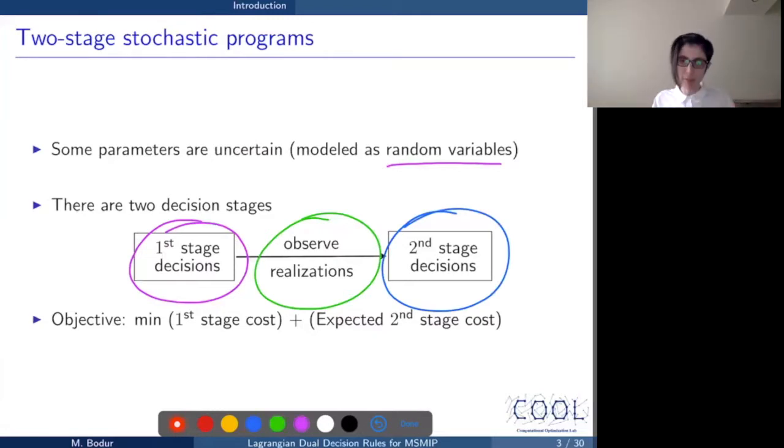So I will be talking about minimization. My goal will be minimizing the deterministic first stage cost, whatever you incur right now, plus whatever you expect from the future, of course, in the form of an expected value.